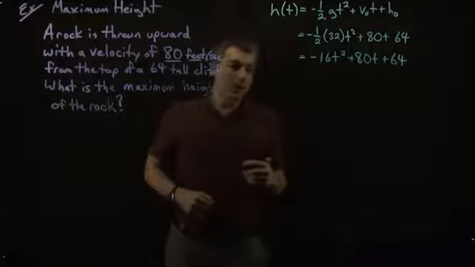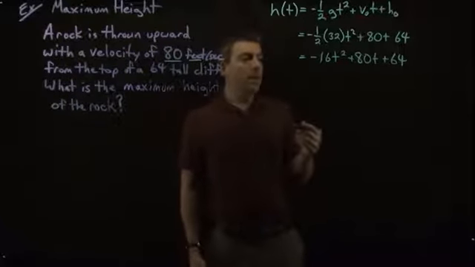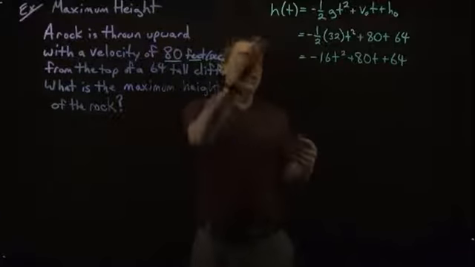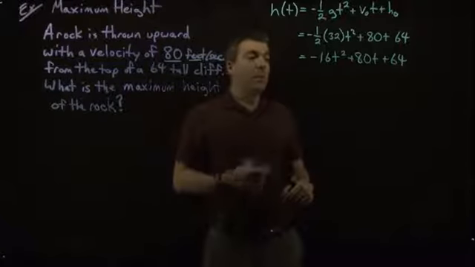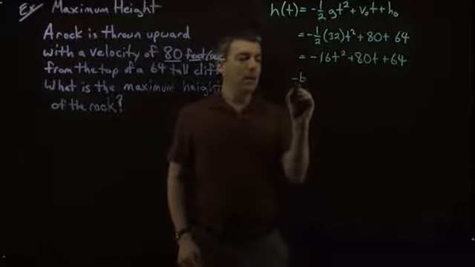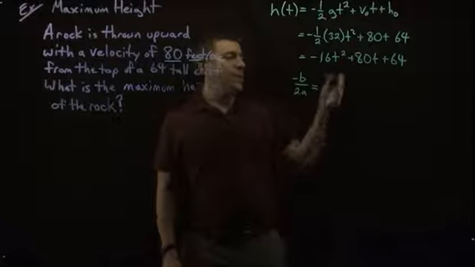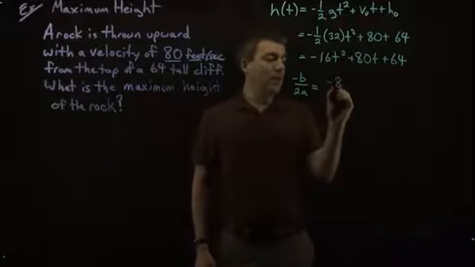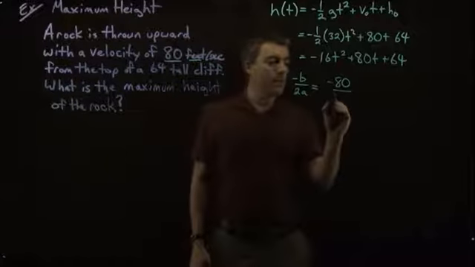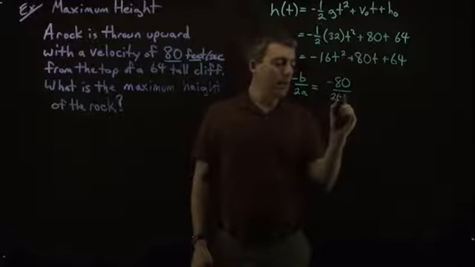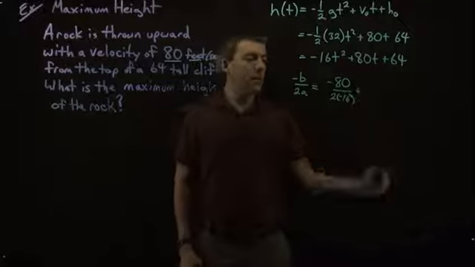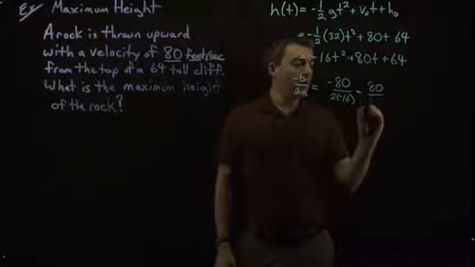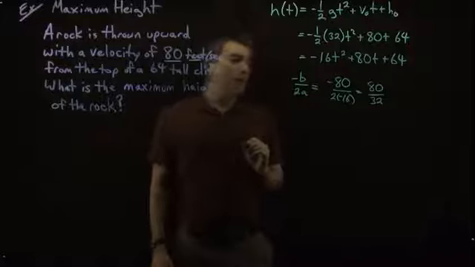So we can use the vertex formula. Recall that's negative b over 2a. That will give us the time value when this rock reaches its maximum height. Then we can take that time value and plug it back in here and get the height. All right, so let's write that down. Negative b over 2a. Here b is the coefficient of the linear term, so negative 80 over 2 times negative 16. We have a negative over a negative, 80 over 32, and we can simplify that.